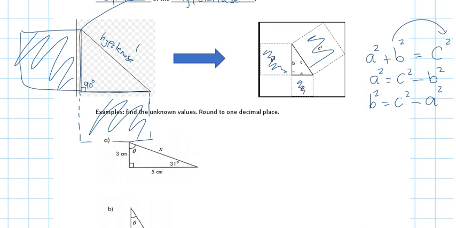So I can use the Pythagorean theorem when I know two sides of a right angle triangle and I'm looking for the third one. Number one, it has to be a right angle triangle. It can't be used for any other type of triangle. Number two, I need to know two sides and I'm looking for the third.